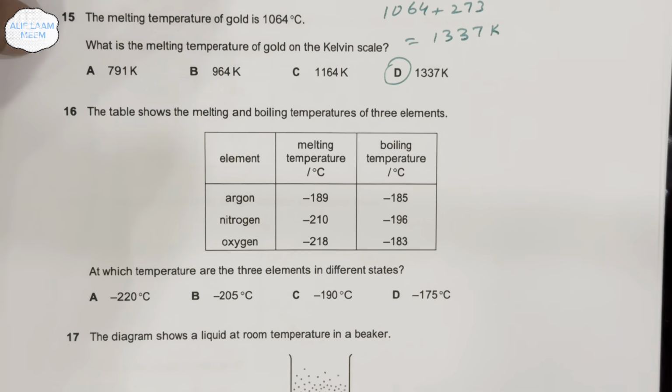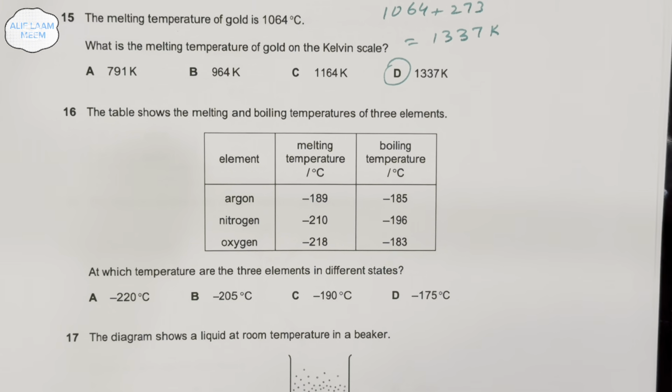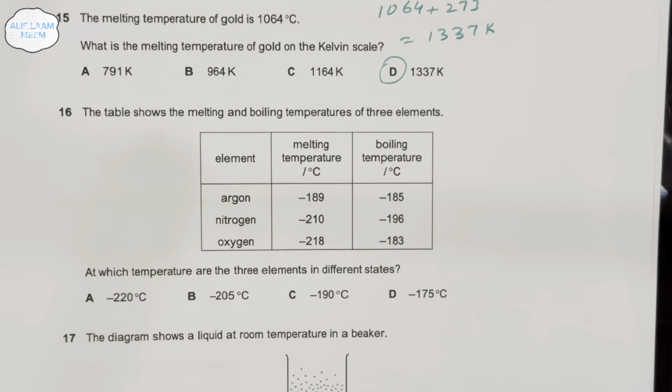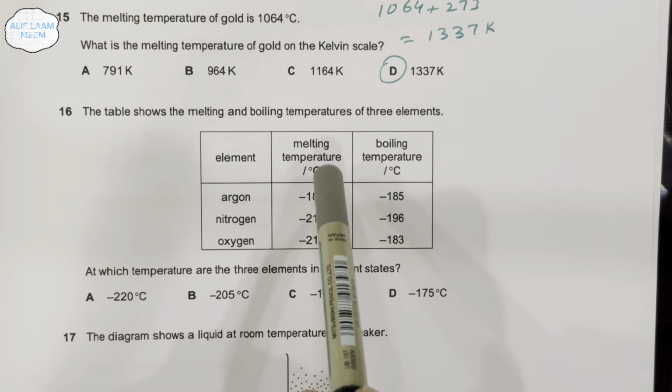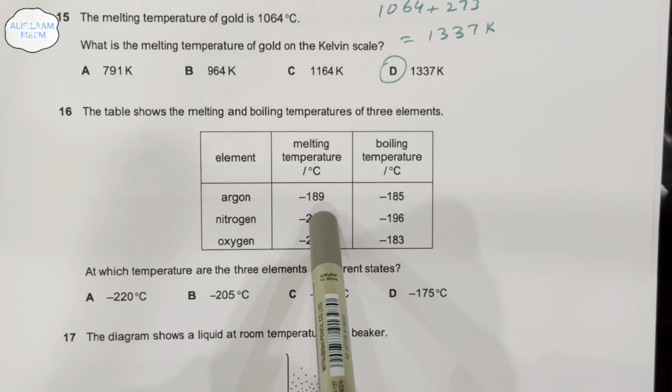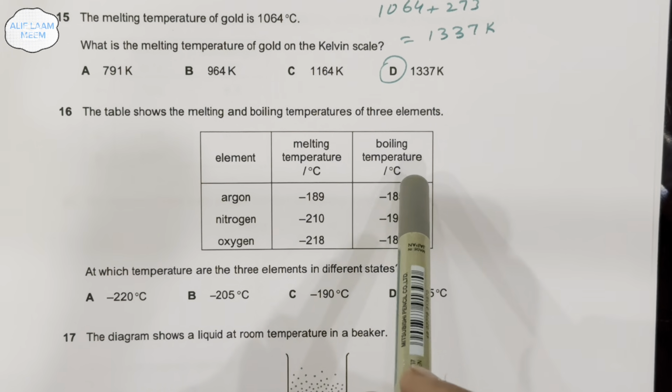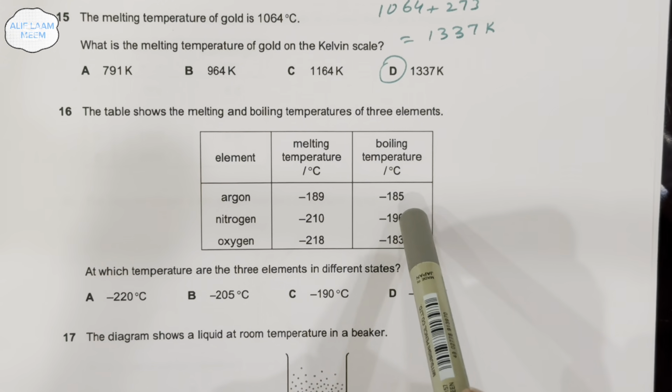Question number 16 is again a very tricky but easy question. But you need to carefully read the data and carefully apply all your knowledge. Even your knowledge of class 6 and 7 would be helpful. Okay, the table shows the melting and boiling temperatures of three elements: argon, nitrogen, and oxygen. Argon melts at minus 189 and the boiling temperature is minus 185.